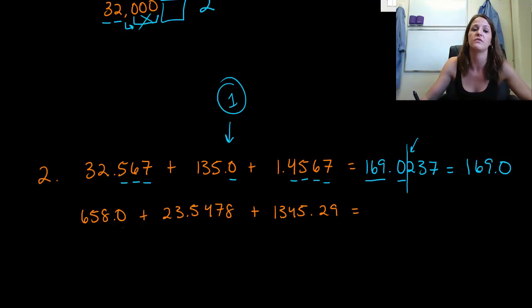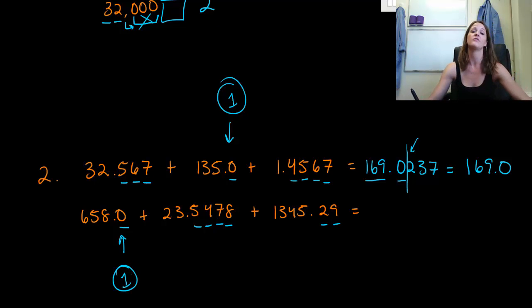So again, determine sig figs first. 1 sig fig past the decimal, 1, 2, 3, 4 sig figs past the decimal, and 1, 2 sig figs past the decimal. So this time, this number is going to dictate it. And again, we are only allowed to go 1 place past the decimal. So we determine sig figs. Now we do the math.